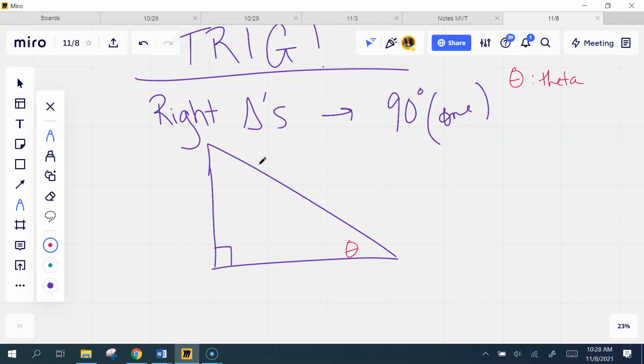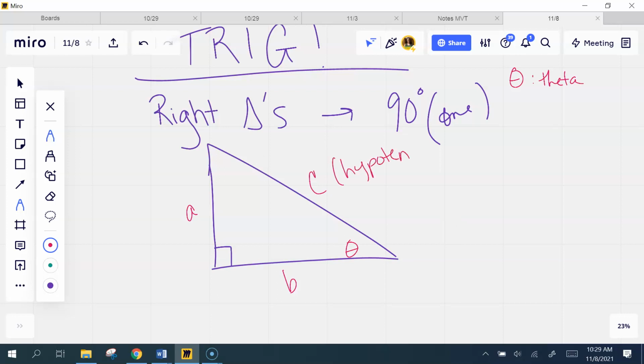Theta. It was actually in the lesson last week, so most of us already know what that means. This references an angle somewhere, and is the most widely used variable to represent angle measurement. From theta, I'm also going to name the sides of my triangle. I'll name this A, this B, and this C. C being my hypotenuse.